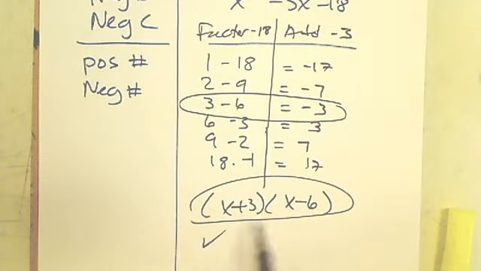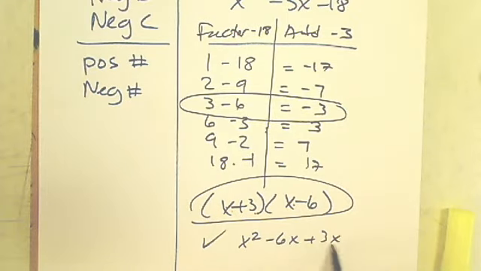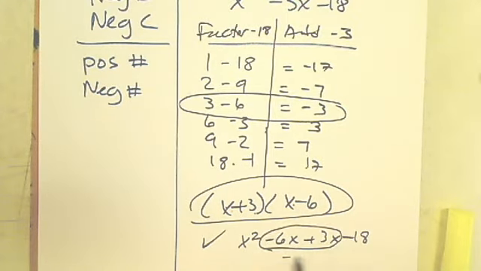Now, if you don't see that, check it. x squared minus 6x plus 3x minus 18. You combine like terms right here, it gives you negative 3x, which is what you need. So that's the only factor pair that will work.